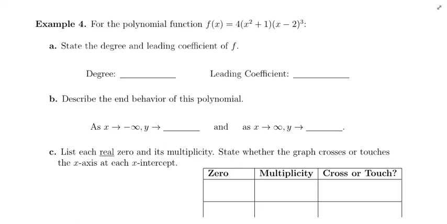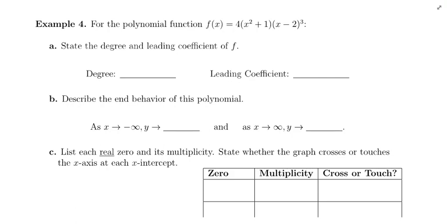In example 4, the polynomial function that we are going to draw a rough sketch of is f of x equals 4 times the quantity x squared plus 1 times the quantity x minus 2, all cubed. Okay, we are going to follow the same process that we did in example 3. So the first thing we're going to try to do is identify the degree and leading coefficient of this function.